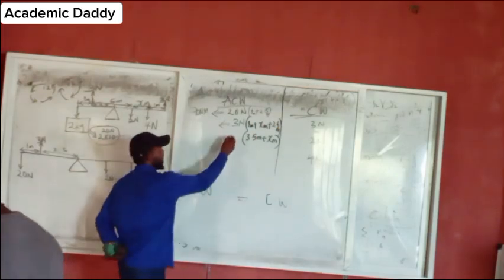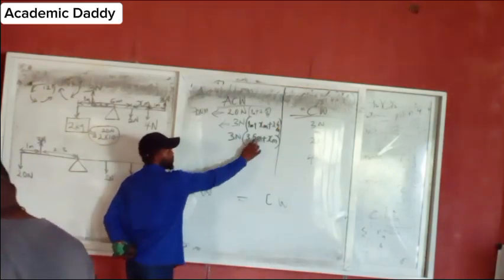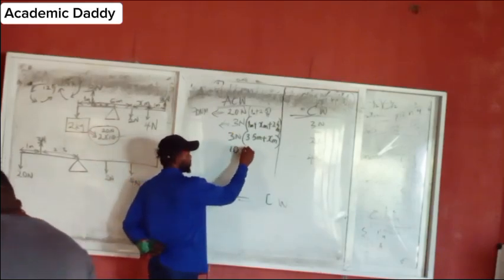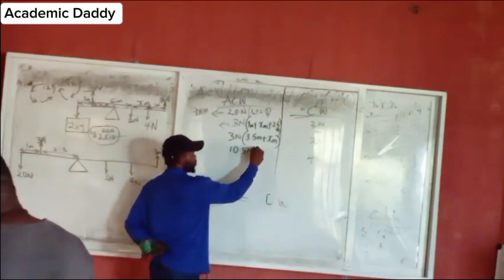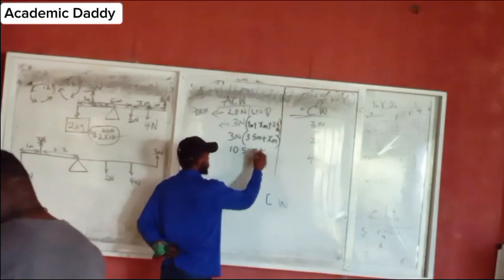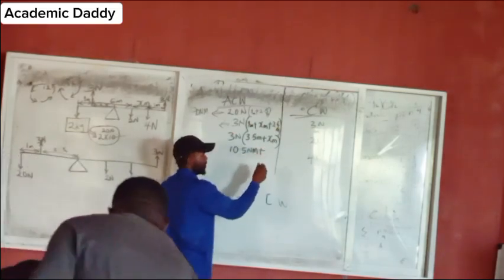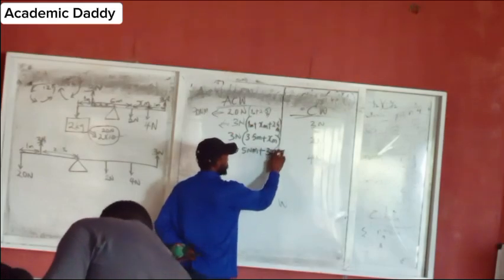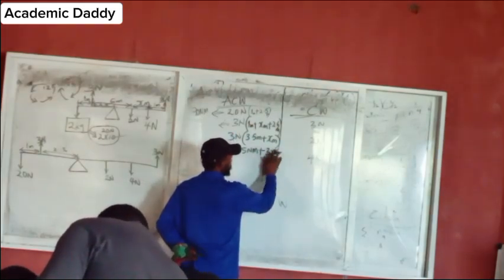Now, you notice that if I have 3 Newton here, 10 Newton meter, plus 3 Newton times X meter, 3X Newton meter.